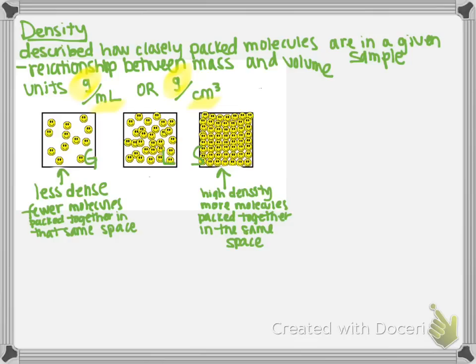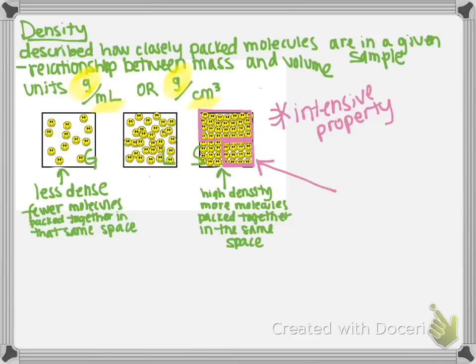Also, we need to remember that density is an intensive property, and that is because density does not depend on the amount that you have. So it doesn't vary. For example, if I cut out this section of this box, the density in that little section is going to be the same as the density in a bigger section. These two chunks are going to have the same density.